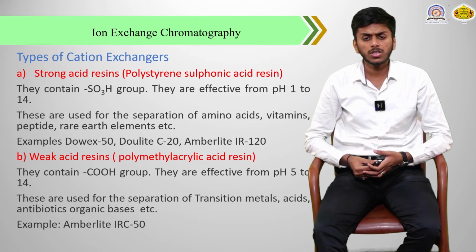These are used for separation of amino acids, vitamins, peptides, and rare earth elements. The examples are Dowex 50, Dowlite C20, Amberlite IR120. Next type is weak acid resin. They contain the carboxyl group and they are effective from pH range of 5 to 14. These are used for the separation of transition metals, acids, antibiotics and organic bases. The commercial name of such a resin is Amberlite IRC50.